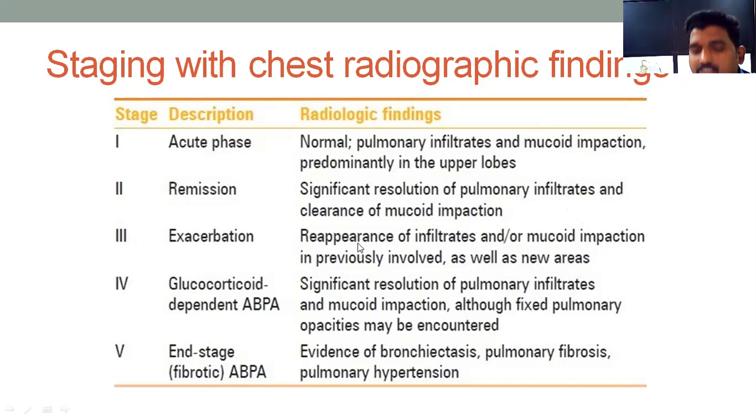In exacerbation, once again you see the reappearance of infiltrates in the X-ray. In the steroid dependent stage, you could see the resolution of pulmonary infiltrates and mucoid impaction, along with fixed opacities. There are some opacities, fibrotic changes, traction bronchiectasis and bronchiectasis, which are permanent in steroid dependent ABPA. In end stage fibrotic ABPA, you will see evidence of bronchiectasis, predominantly central bronchiectasis. You will see evidence of fibrosis and also pulmonary hypertension.